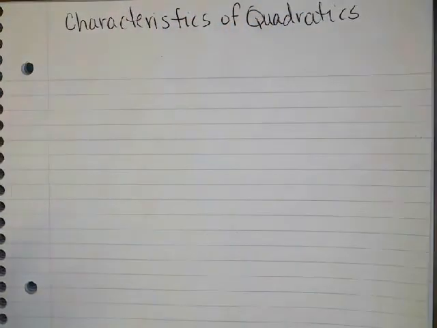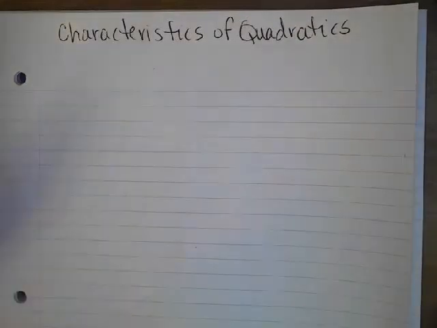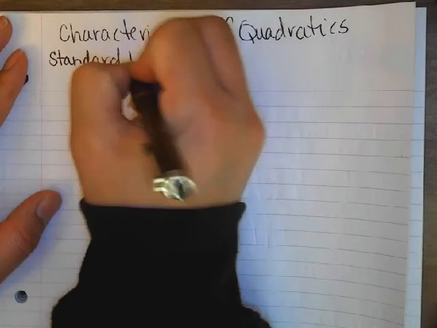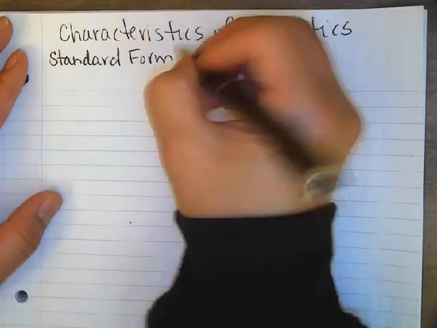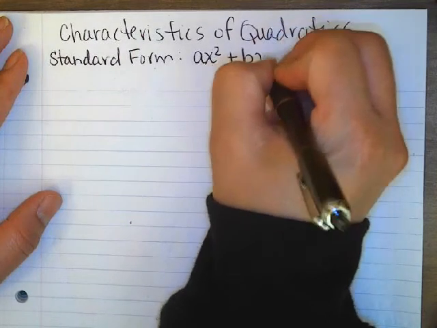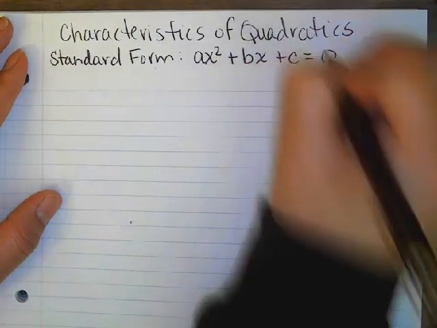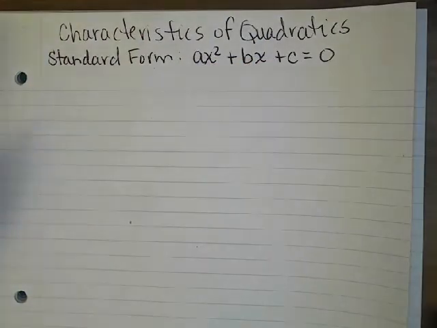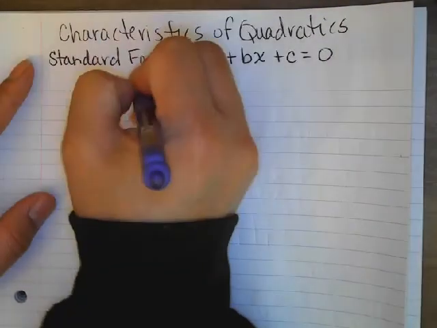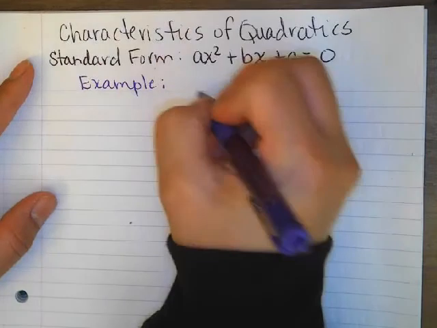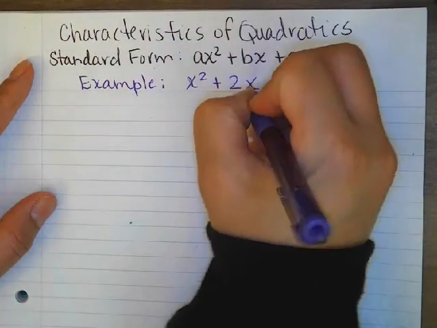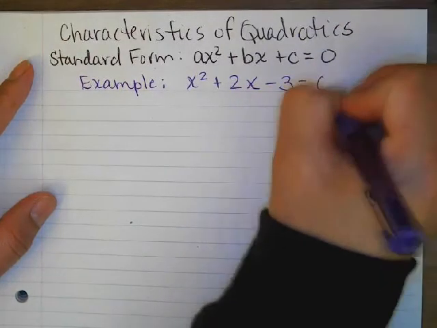All right, so in the first video, we discussed that the standard form, the one that I was going to introduce you to first, was this one. Standard form of a quadratic: ax squared plus bx plus c equals 0. Okay, so let me give you an example. x squared plus 2x minus 3 equals 0.